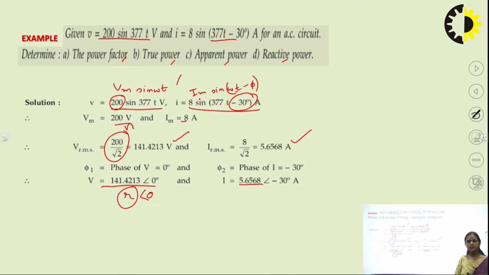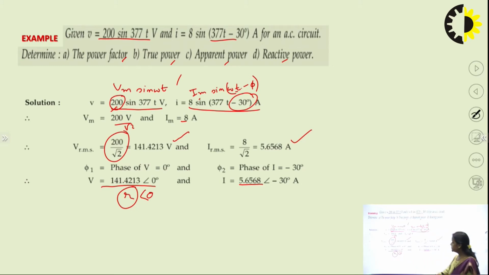We always write here the RMS value, right? So if the equation is given in this form, you know that this is the maximum value. So you will convert this maximum value into the RMS value. You just divide it by under root 2, and then you will get the RMS value. So you can write the voltage value in polar form.